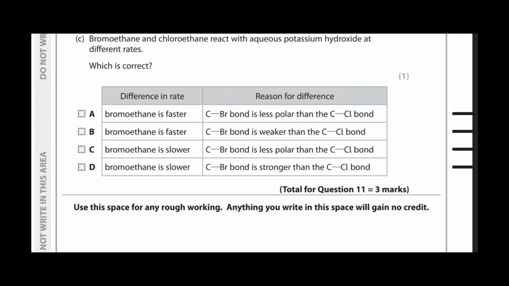Bromoethane and chloroethane react with aqueous potassium hydroxide at different rates. Which is correct? You know, in bromoethane there is a bond between carbon and bromine, and in chloroethane, carbon and chlorine. You know, the carbon-chlorine bond is stronger than the carbon-bromine bond. This bond is weaker. So, as a result, it can break easily. So, this gives a quicker reaction. So, the rate of bromoethane is faster due to the carbon-bromine bond, which is weaker than the carbon-chlorine bond.